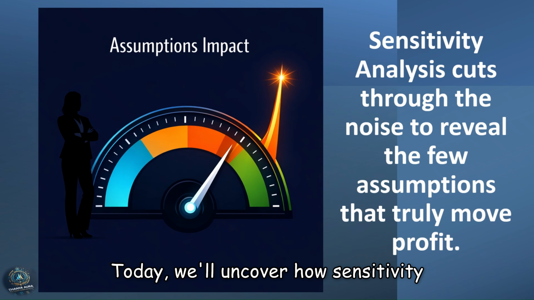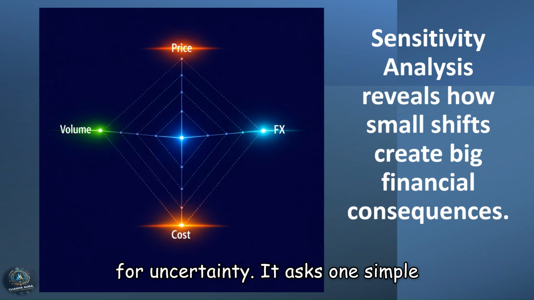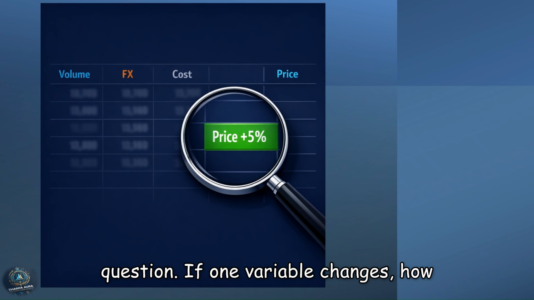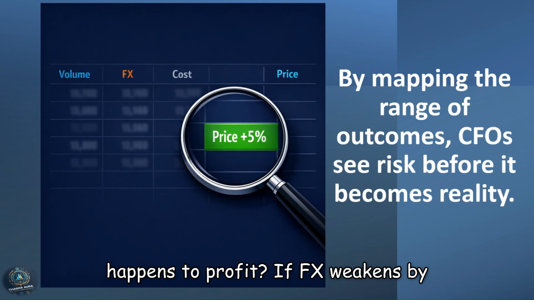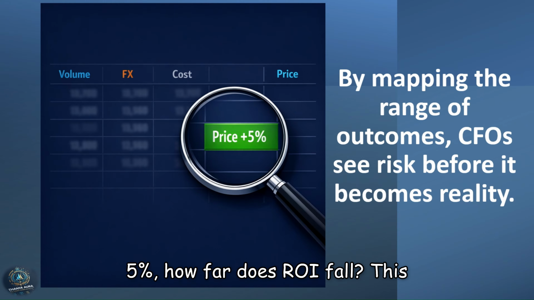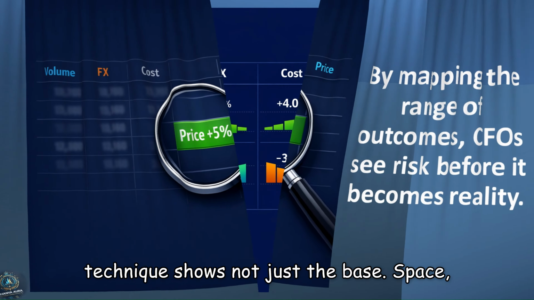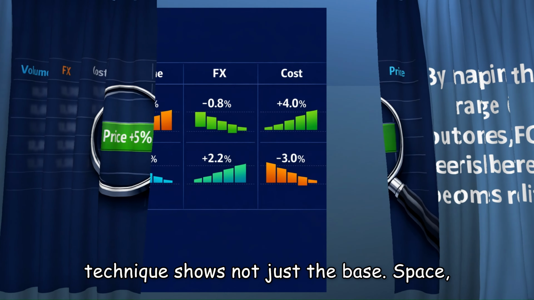Assumptions are free, but getting them wrong is expensive. Sensitivity analysis is the CFO's radar for uncertainty. It asks one simple question. If one variable changes, how much does my outcome move? For example, if selling price increases by 1%, what happens to profit? If FX weakens by 5%, how far does ROI fall? This technique shows not just the base case, but the range, the possible futures your model could face.